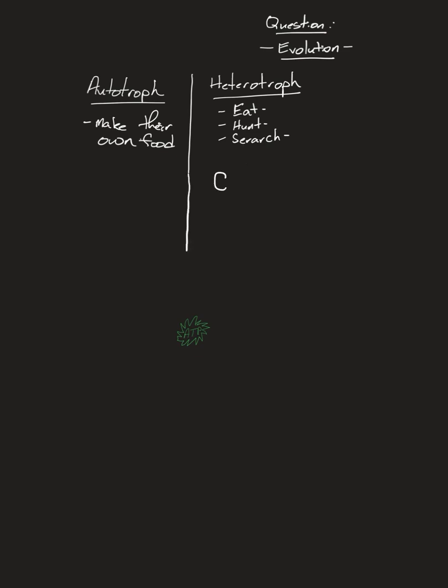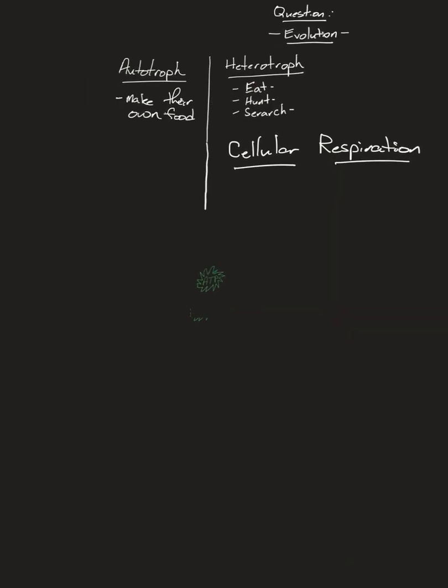Heterotrophs do something called cellular respiration. That's it. That's what heterotrophs do. Autotrophs do two different kinds. There are those that do photosynthesis. So those are things like plants, yes, I heard someone say it.